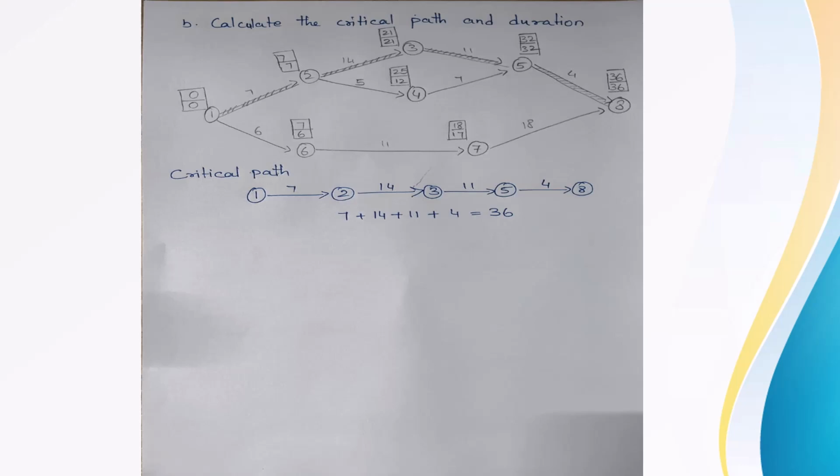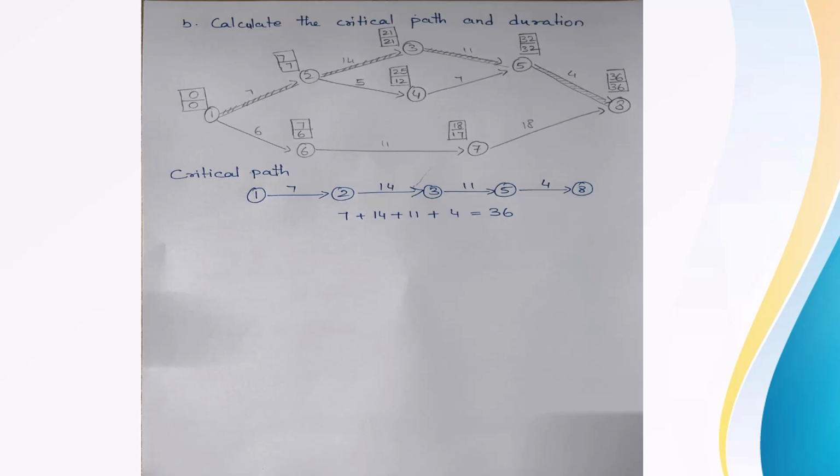So 32 minus 7 is 25. Okay. Now activity 6 to 7. The LFT of activity 7 is 18. Duration of activity 6 to 7 is 11. So 18 minus 11 is 7. So LFT of activity 6 is 7.